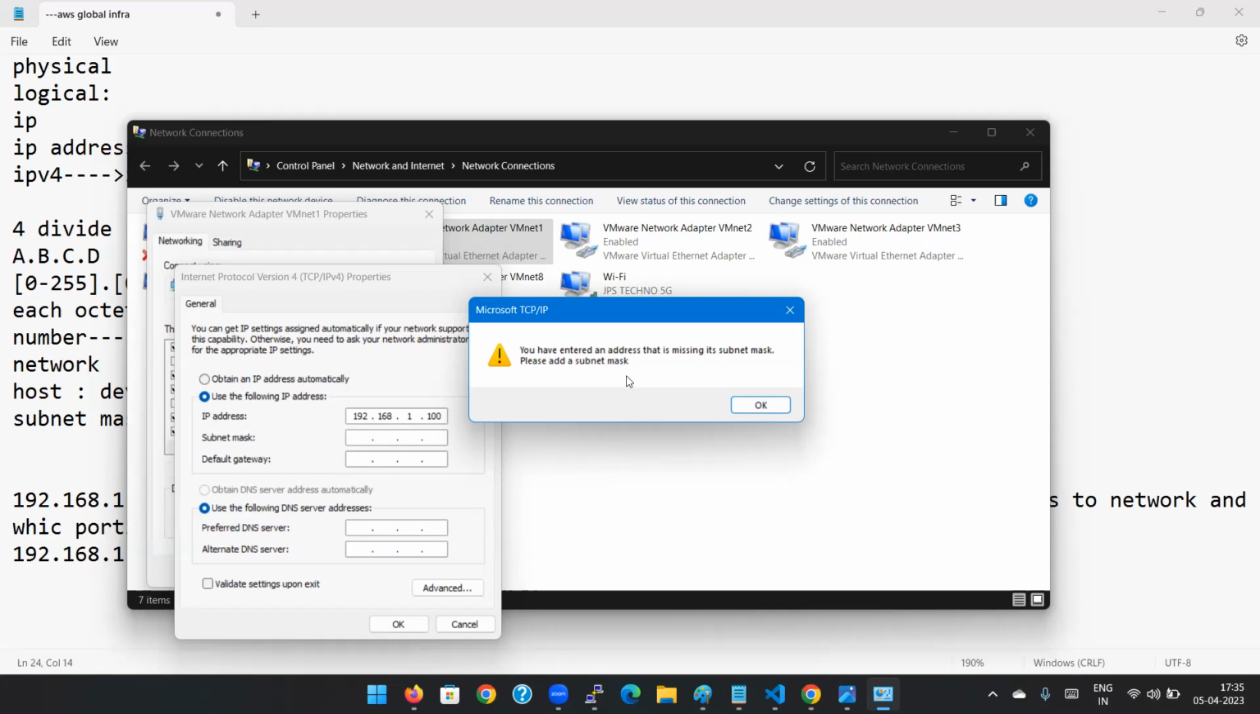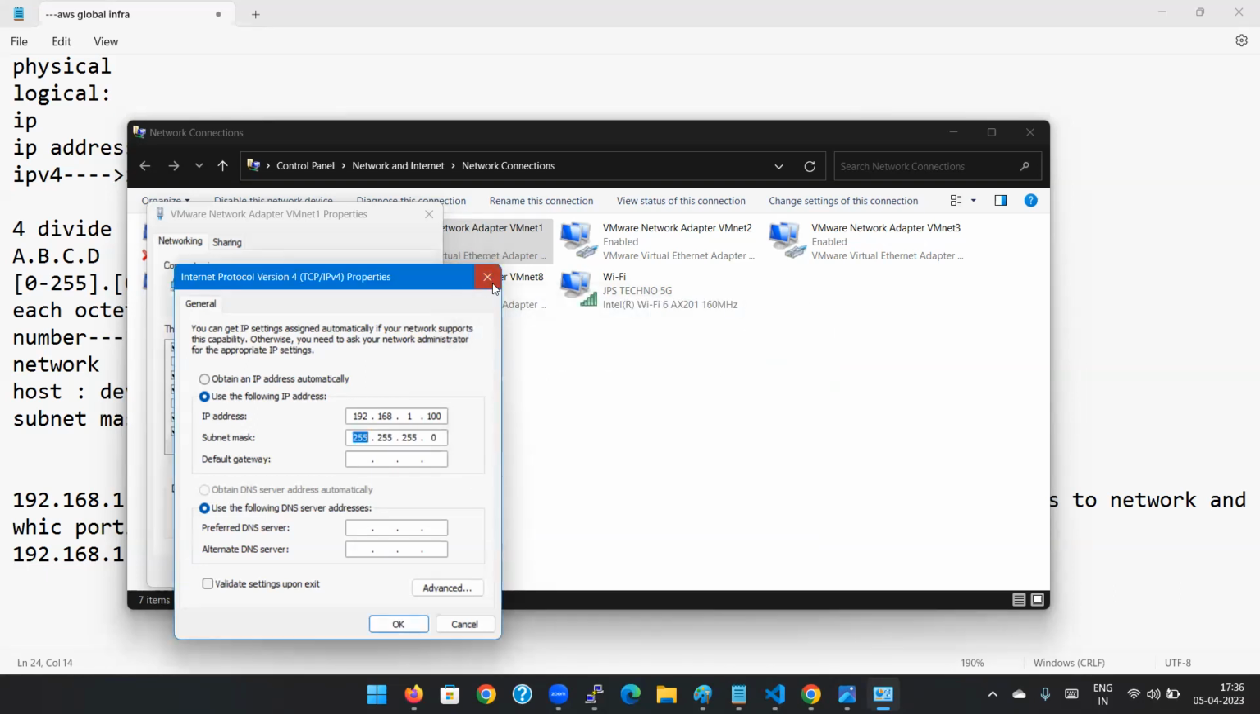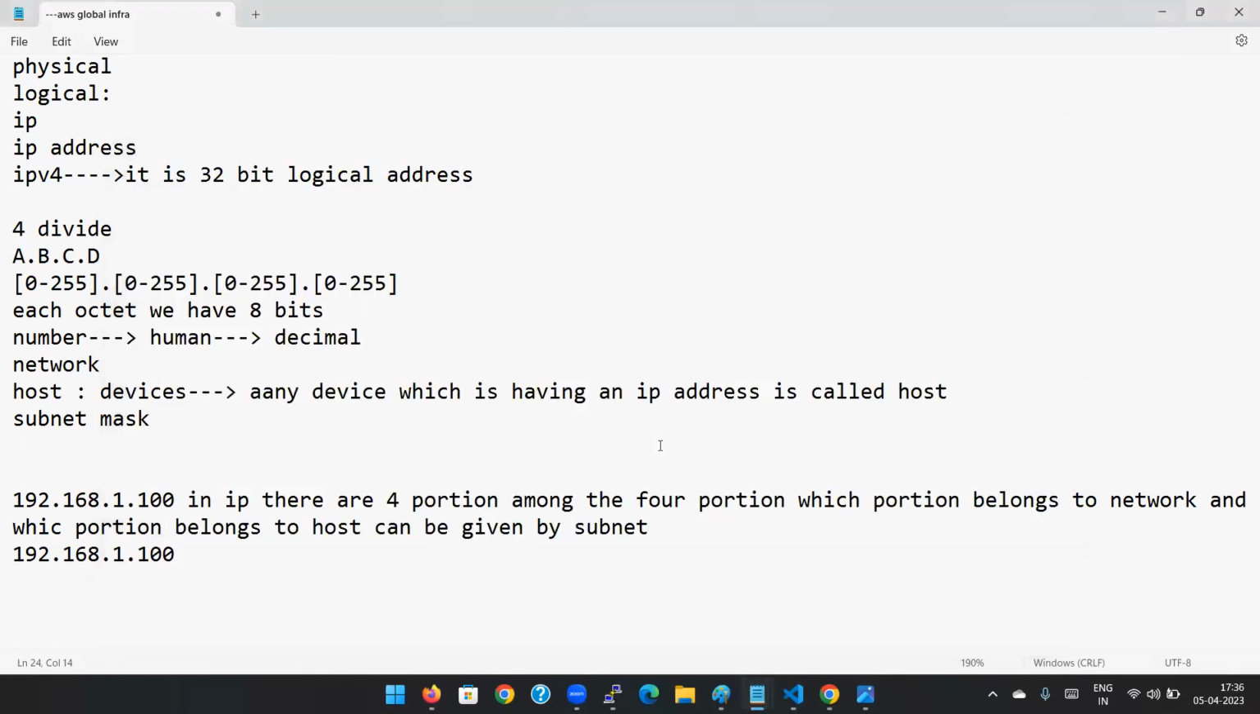Why? Because the subnet mask decides which portion of the IP address belongs to the network and which portion belongs to the host. Without the subnet mask, it would be very difficult for computers to decide which portion belongs to the network and which to the host. For this IP address, I am giving 255.255.255.0. Now, as I already said, in networking terminology one is represented as a network bit and 0 is represented as a host bit.